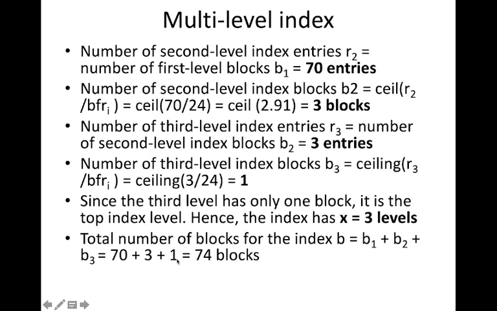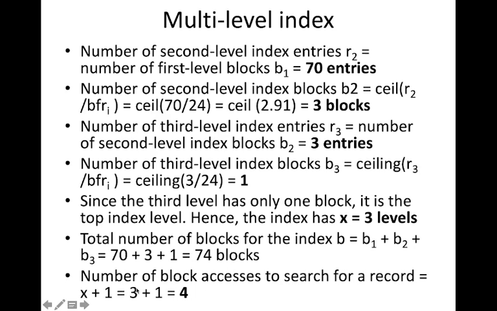So in the first block we want to search, one block access will be needed. Then at the second level we will have 3 blocks, and in the primary indexing we will have 70 blocks. So the total number of blocks that will be required will be 74 blocks.